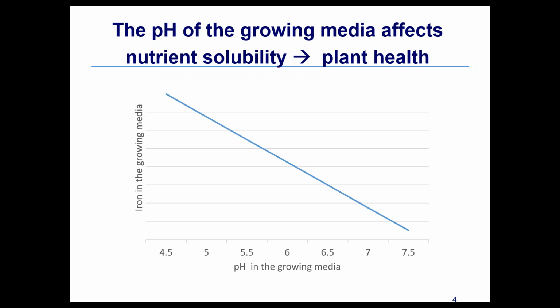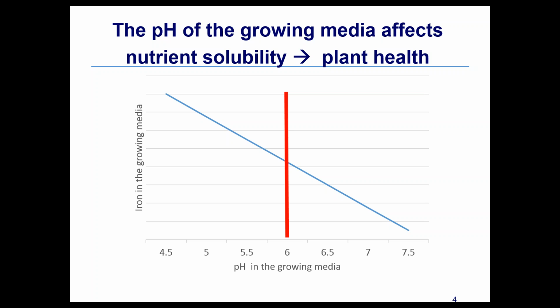But what I wanted to point out in this graph is a simple way to remember: the lower the pH, the higher the iron; the higher the pH, the lower the iron. So basically, again, it's not a true representation of how iron behaves with pH, but it's really a true representation of this inverse correlation on how the solubility is available for the plant based on the pH.